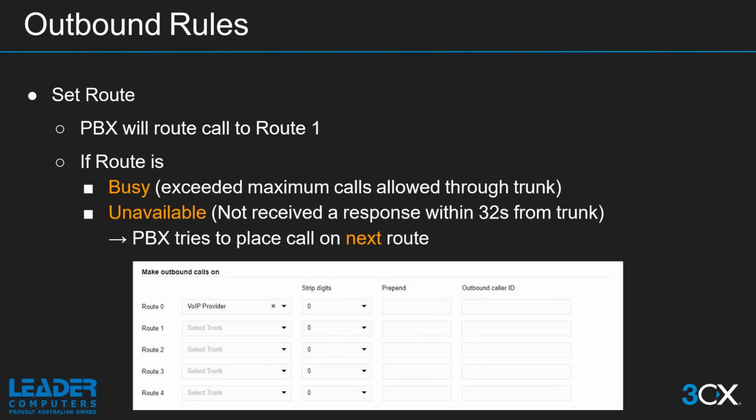And this is how you can also set up a failover trunk. For example, you can set route 0 as the primary and route 1 as your secondary or failover. So only when route 1 is unavailable or busy or cannot be reached, then it tries route 2, and then the call will connect through.